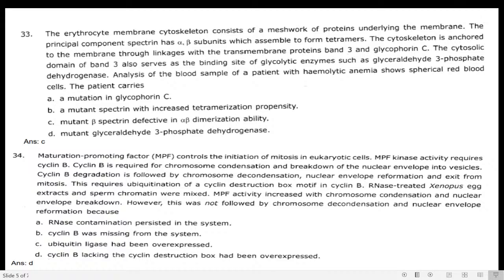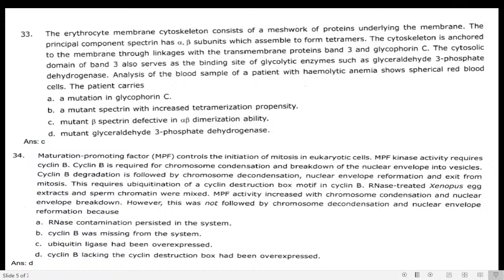So the first step is that maturation promotion factor controls the initiation of mitosis in eukaryotes. So it is a key role in mitosis. MPF kinase activity requires cyclin B. Cyclin B is required for chromosome condensation. Here the keyword is condensation, chromosome condensation. After this condensation, the nuclear envelope breaks into vesicles. Then in another case, cyclin B degradation is followed by chromosome decondensation. That is where this cyclin B degradation has happened.